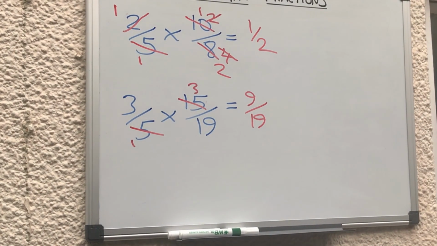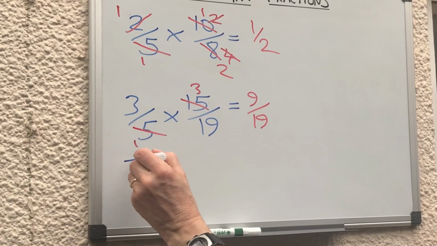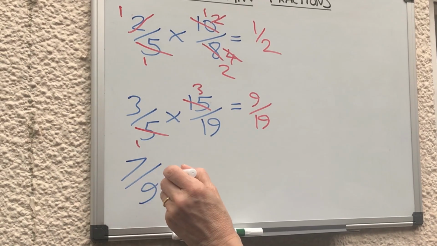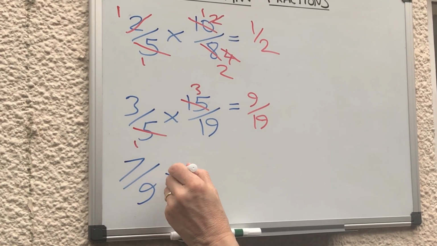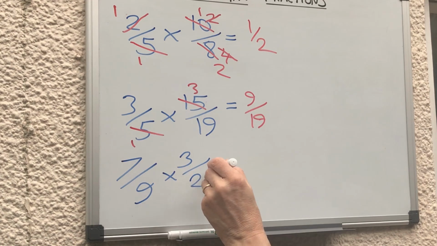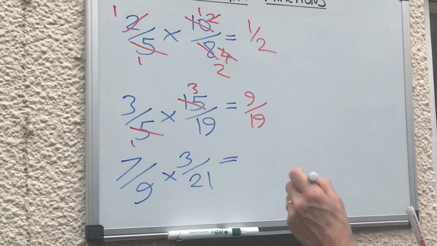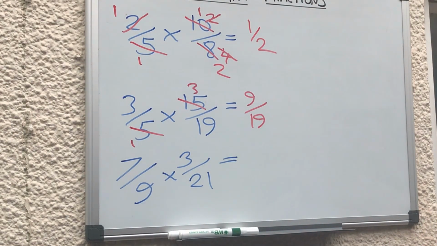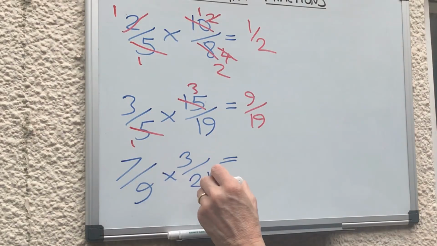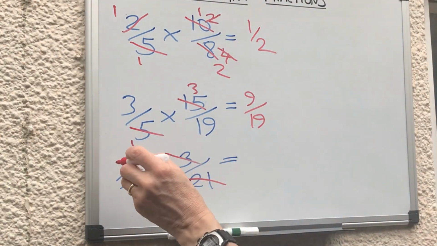Right, last one of these before we go for some practice questions for you. 7/9 times 3 over 21. So again, we're going to save ourselves a lot of hassle. Right, just going to be really clever on this one, because if you're sharp, you would realise that 7 times 3 is 21, so you can just do that.